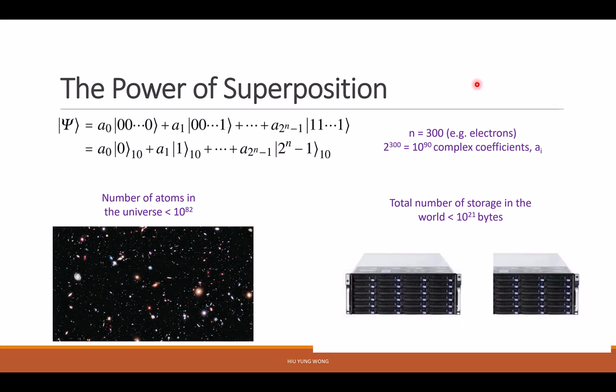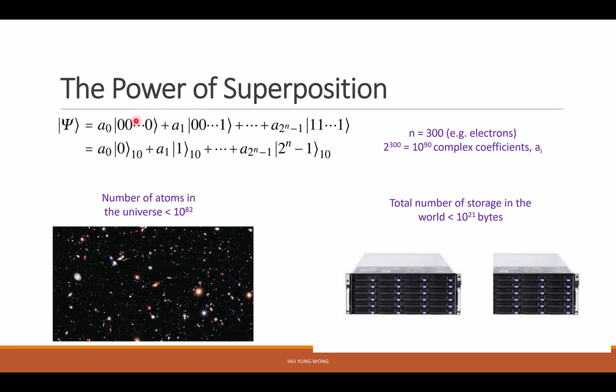What if I have 300 electrons? 300 electrons is really simple. We have 2 billion transistors in an Intel chip, right? 300 electrons means 300 qubits. How many states do we have? 2 to the power 300. Because 1 qubit is 2 to the power 1. 2 qubits, you have 2 to the power 2. 3, 2 to the power 3. 300 qubits, you have 2 to the power 300 basis states.